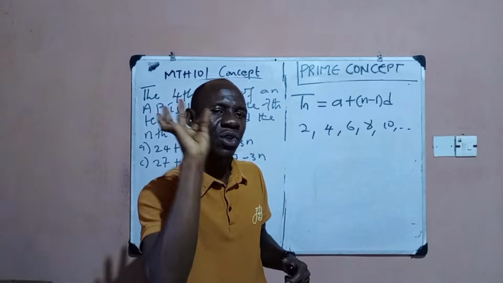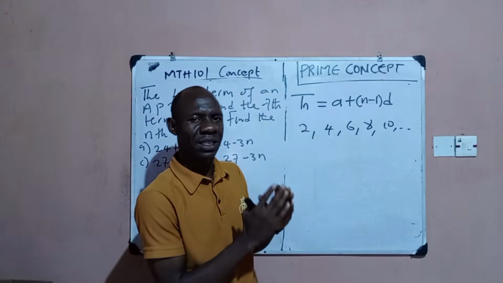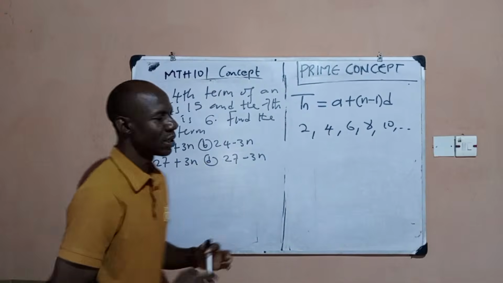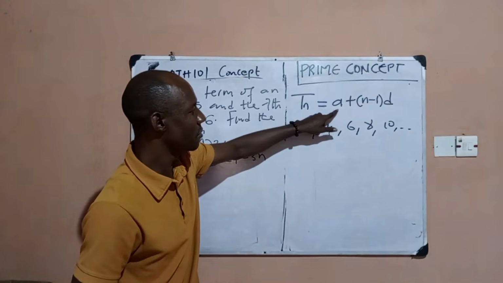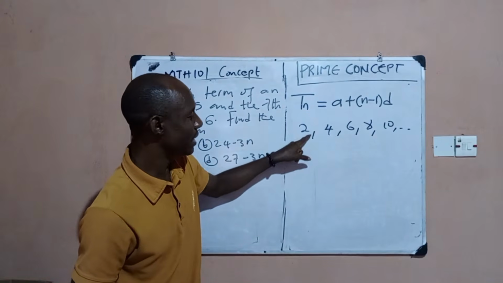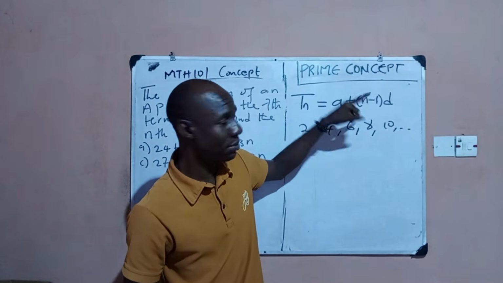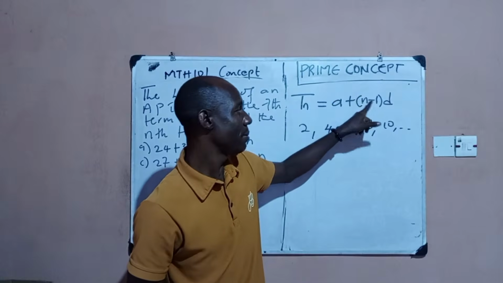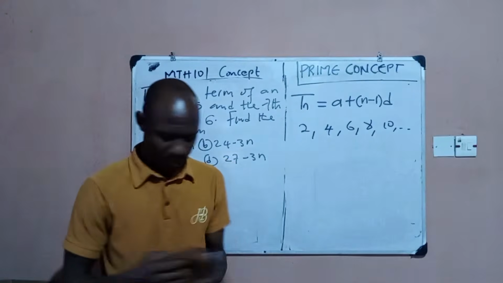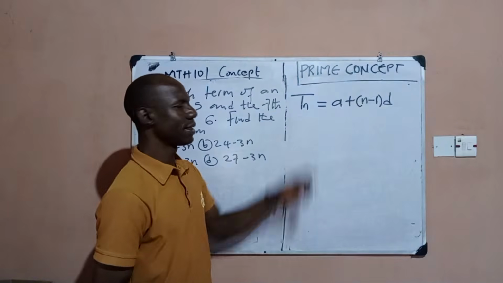So nth term talks about position. So when you say what is the third term, it means what is the term occupying third position, which is 6. So that is what this formula talks about. In this formula, A represents the first term. In this case, what is the first term? 2. N is the nth term, so if you're talking of the third term, then N is 3. Seventh term, N is 7. Then what is D? D is the common difference.